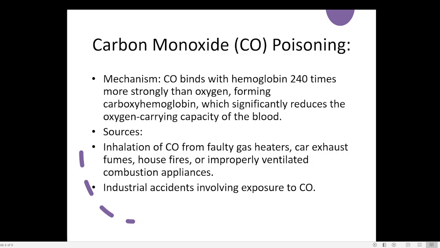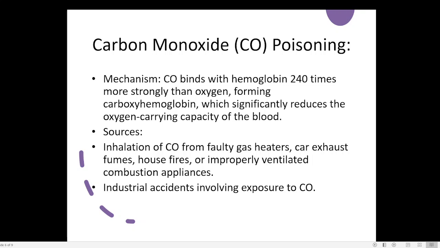As I told you in the earlier situation, carbon monoxide has a comparatively higher attraction for hemoglobin. So in the presence of carbon monoxide, hemoglobin always binds with the carbon monoxide. Carbon monoxide binds with hemoglobin 240 times more strongly than oxygen. That is the reason why carbon monoxide can act as a poison, forming carboxyhemoglobin, which significantly reduces the oxygen carrying capacity of the blood.